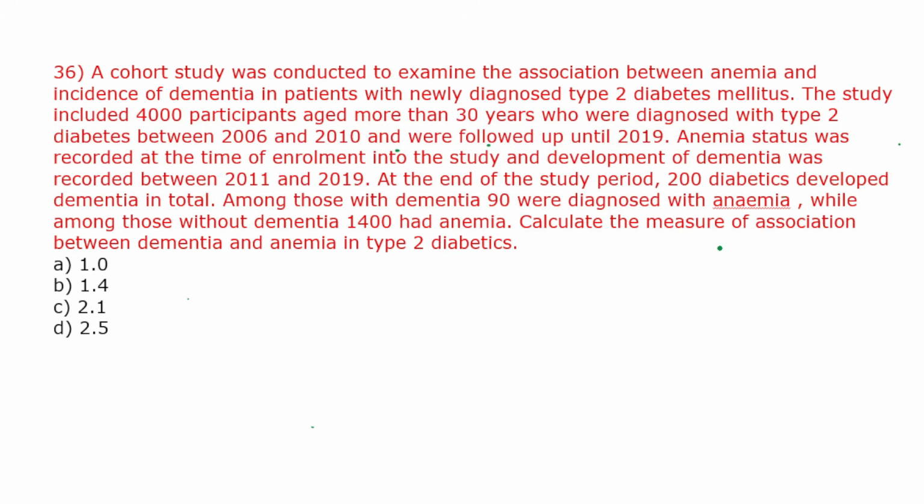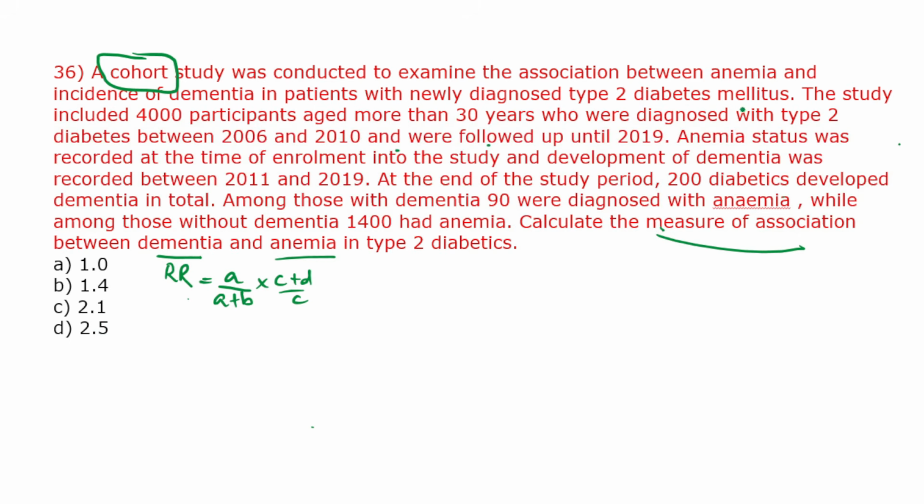They have asked to calculate the measure of association between dementia and anemia in what study? A cohort study. So in a cohort study, you calculate the relative risk. What is the formula? Relative risk is equal to A by A plus B, divided by C by C plus D. Now we have to find out what A, B, C and D are in this question.